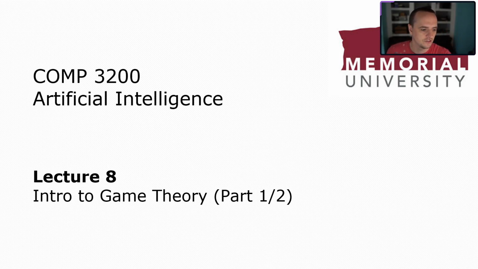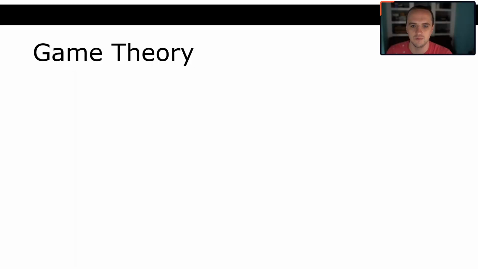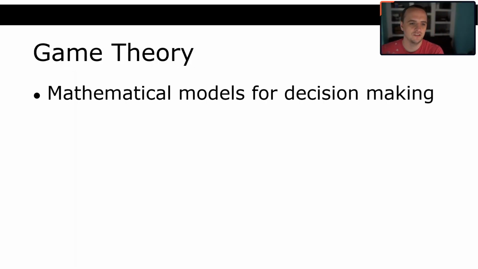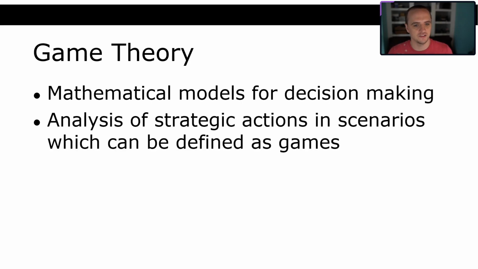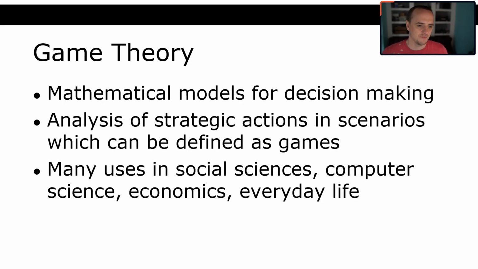So Computer Science 3200, Lecture 8, Intro to Game Theory, Part 1 of 2. So what is game theory? Game theory is a set of mathematical models and algorithms for decision making. It's an analysis of strategic actions in scenarios which can be defined as games. It has many, many uses in not only mathematics and computer science, but in social sciences, economics, and in my opinion, just everyday life.